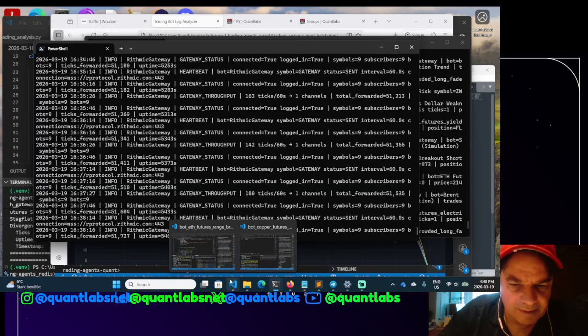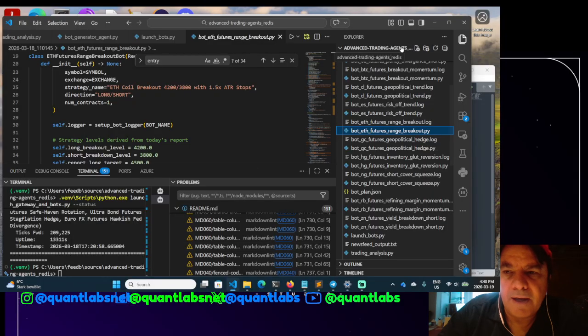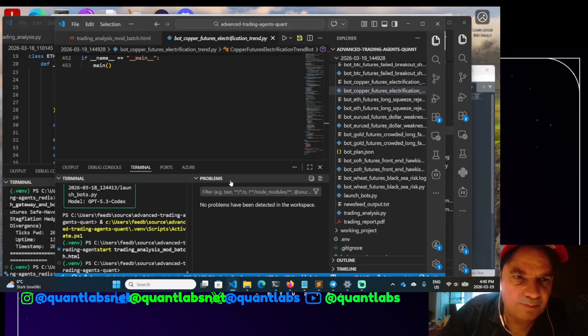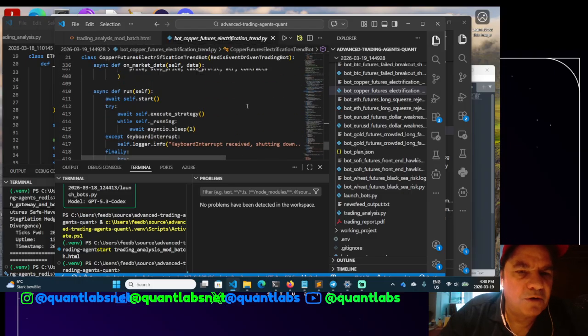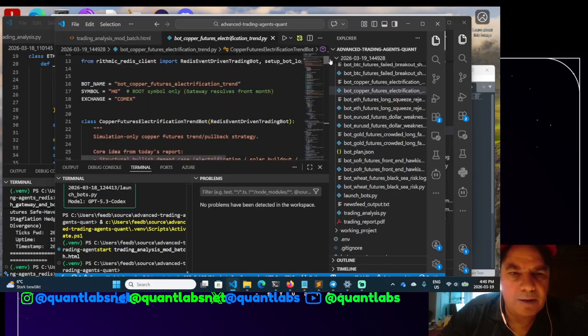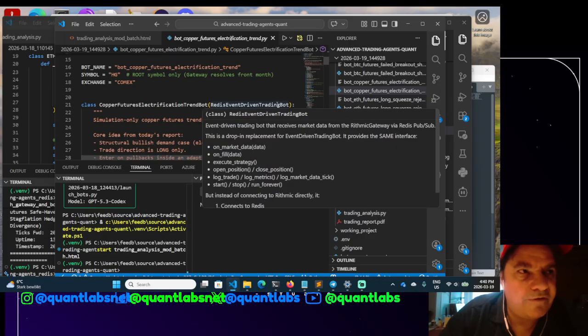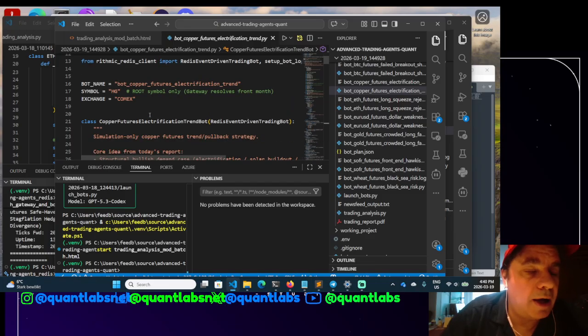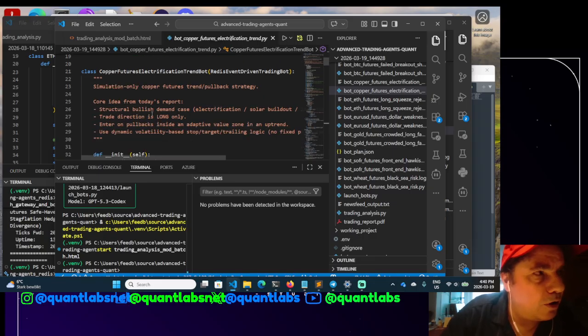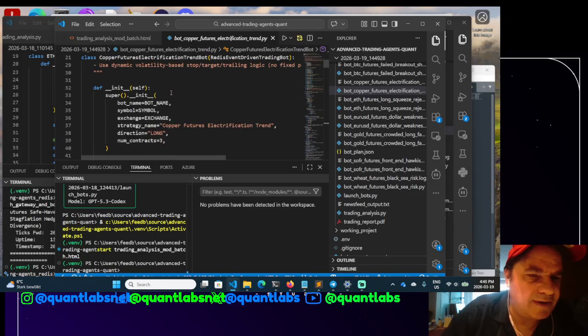The other thing that's a big difference here is I'm going to show you the code now of the quant generated projects. This one, as an example, is bot copper futures electrification trend. If you look at these particular bots themselves, the coding, these are generated flawlessly, as I expect with the bot from Claude, what's it called, Claude 4.6. Okay, so it gives you the detail.